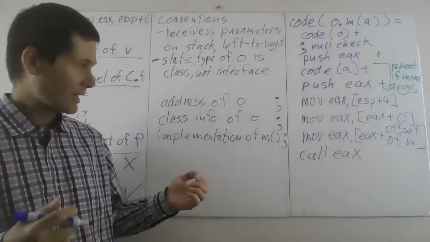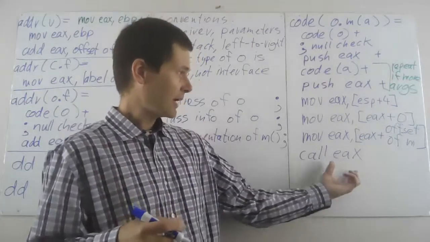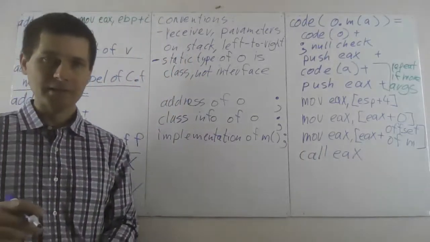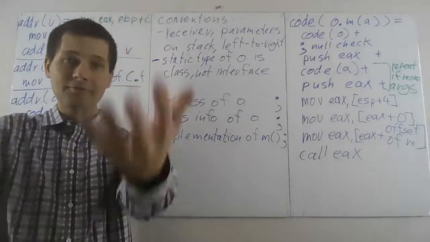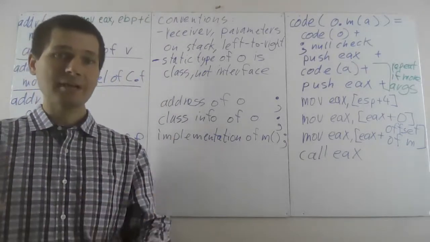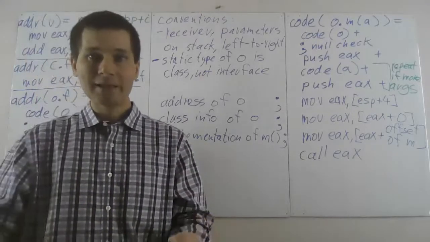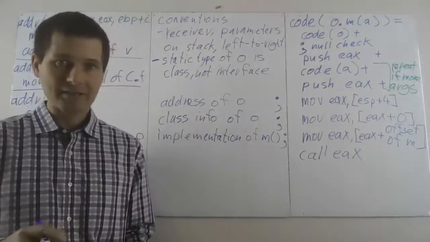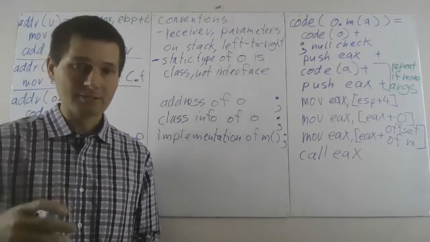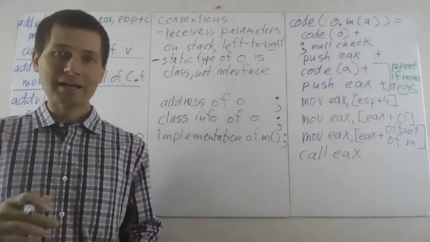So this will be an indirect call. It will call whatever address I have in register EAX, as opposed to a call to a fixed memory address. If I was calling a static method, I would have a label that would be a fixed memory address for that static method, because I would know at compile time exactly which static method I'm calling.